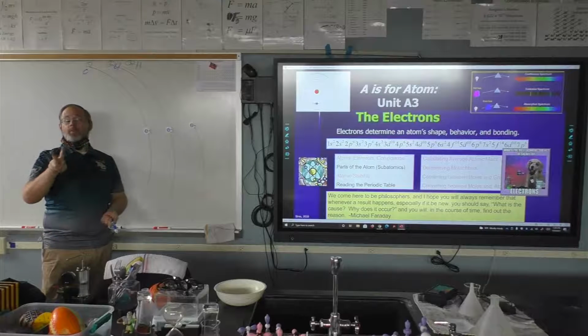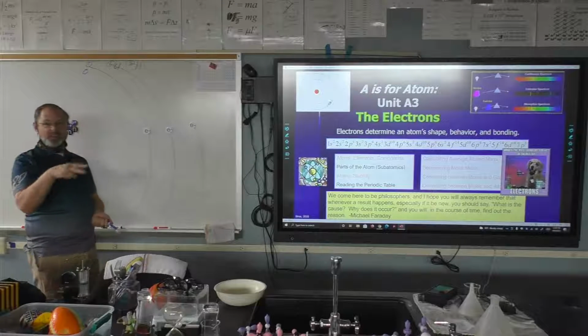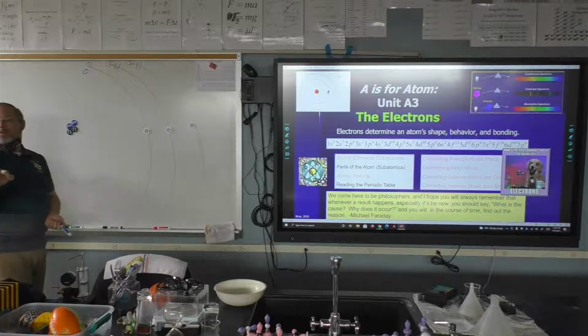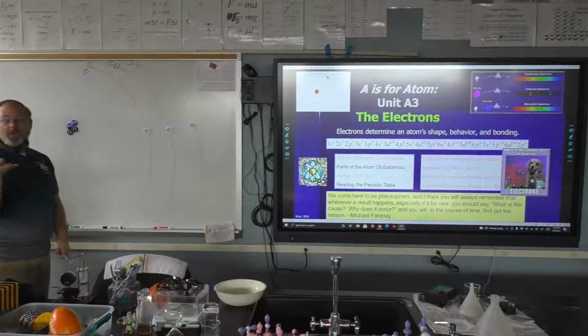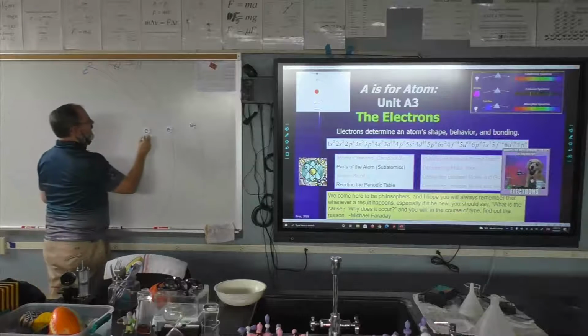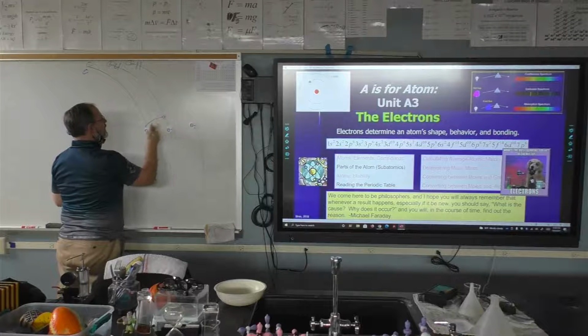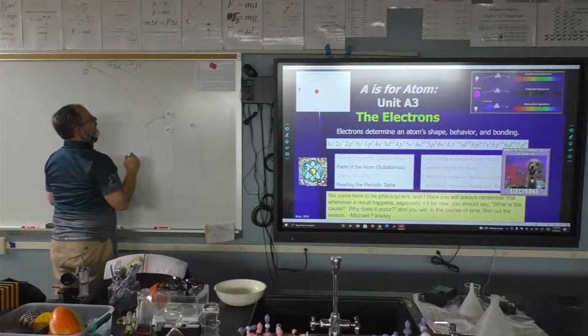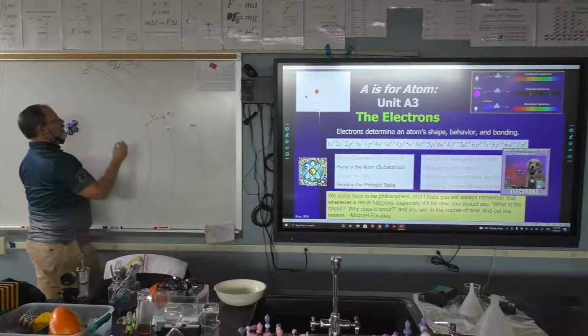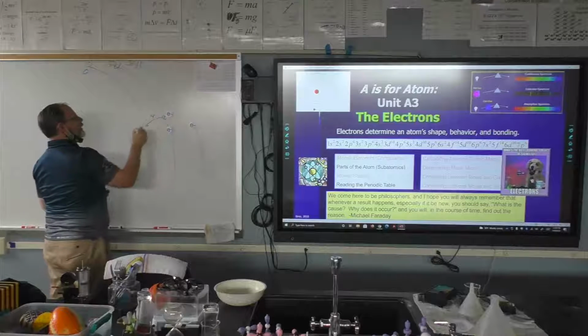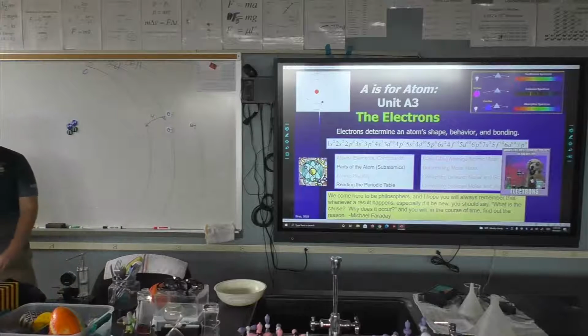If I give it 2, what happens? It stays put. Nothing happens. Give it 3, what happens? It stays put. Give it 4, what happens? Yeah, if I give it 4, this electron is going to jump up because I gave it 4 units of energy. And it went from 0 to 4, it needed 4, it got 4, it jumps up.